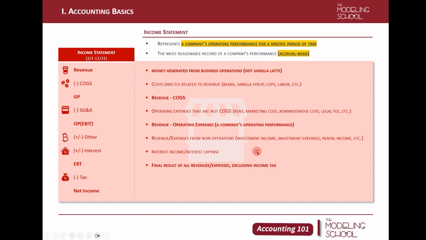And lastly, we pay corporate tax. And the final, ultimate result would be net income. So if you sell coffee, there's a long way to go until you finally reach your true profit as a shareholder.